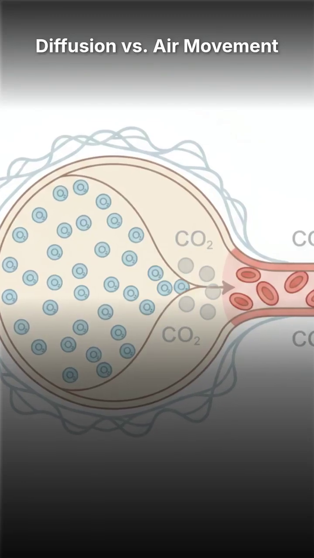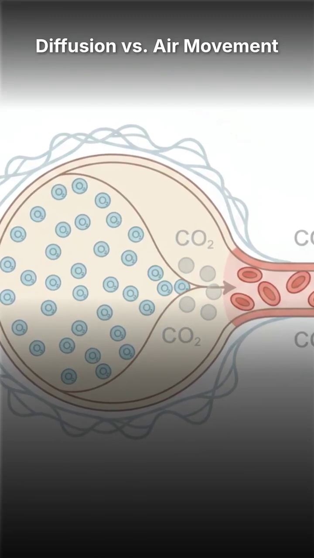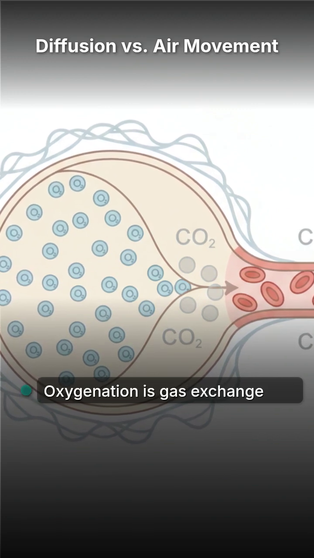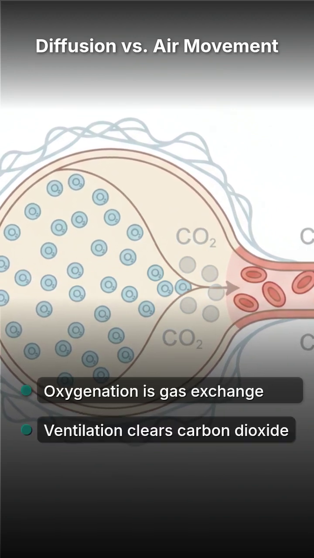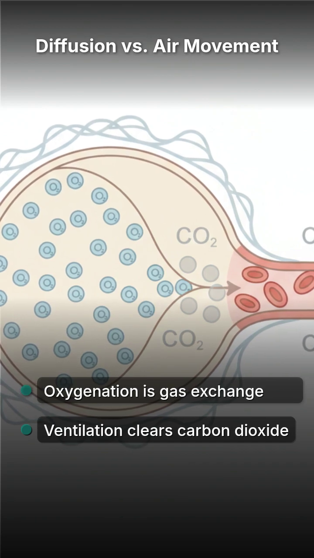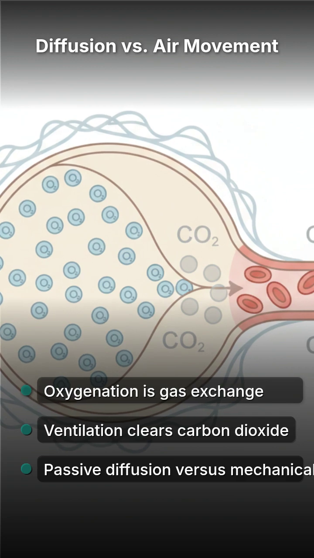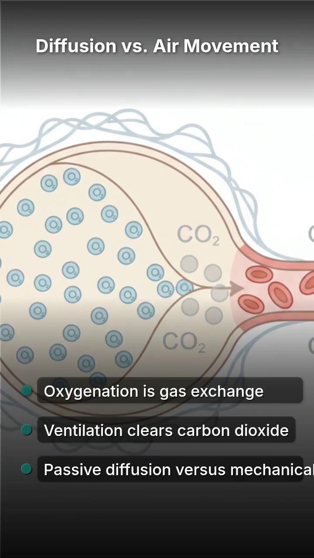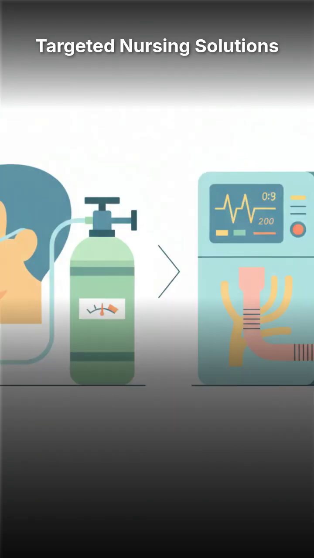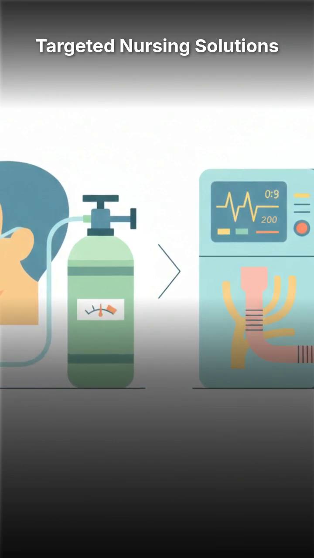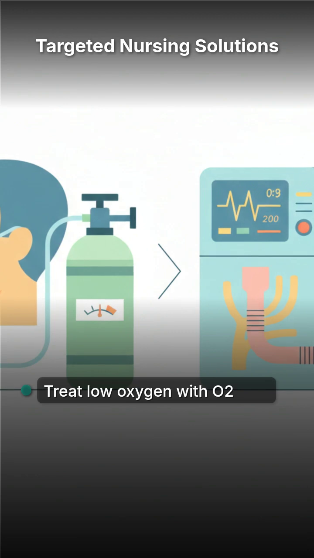Oxygenation is the passive process of getting oxygen into the blood at the alveolar level for tissue perfusion. Ventilation is the mechanical act of moving air in and out of the lungs to clear carbon dioxide from the body. While they work together, one focuses on gas exchange, while the other acts as the body's bellows system. A patient can have adequate oxygen levels but poor ventilation, requiring completely different solutions for each issue.